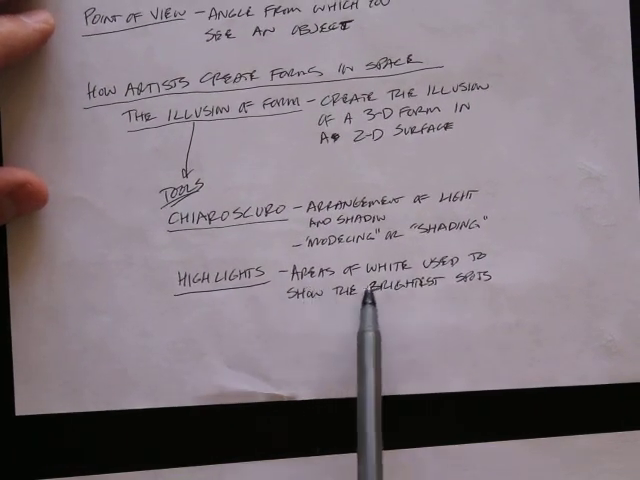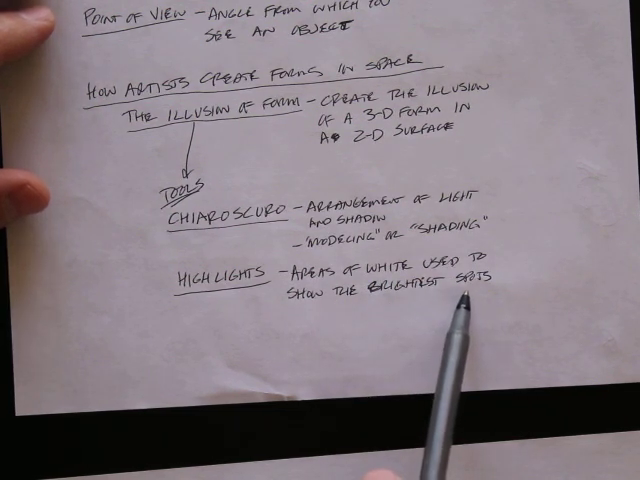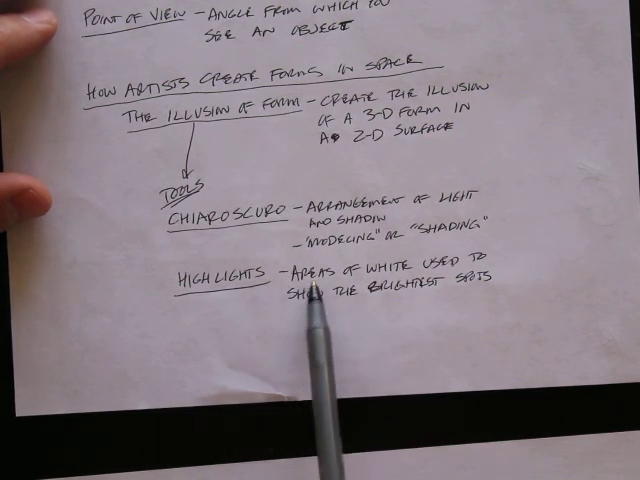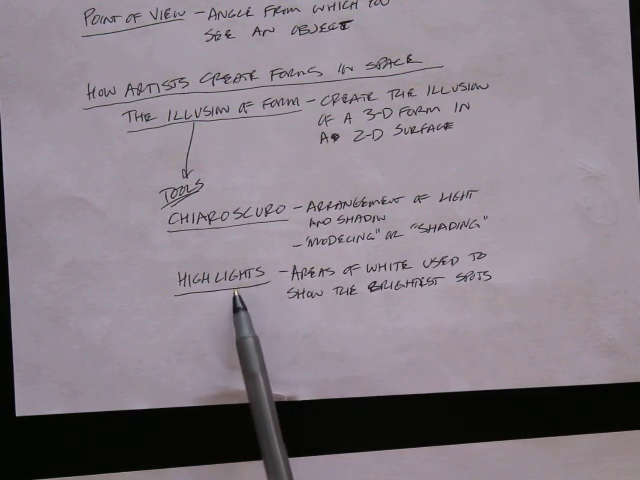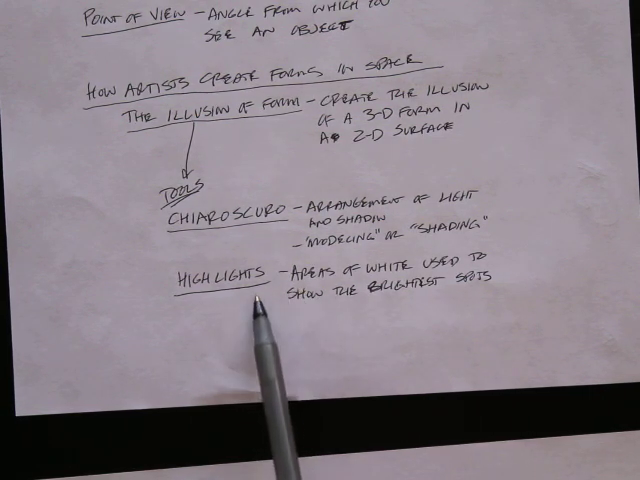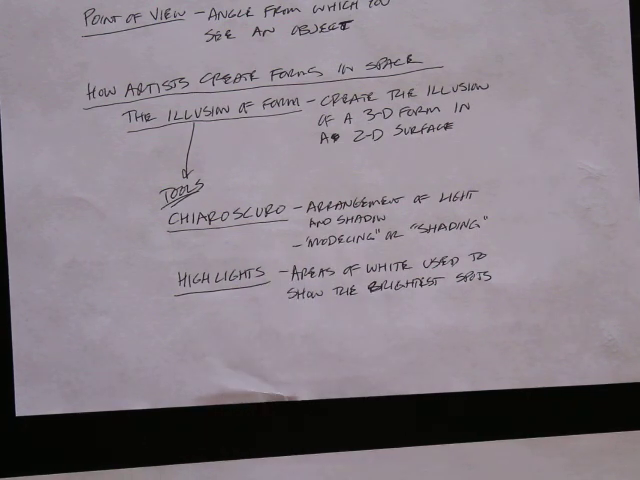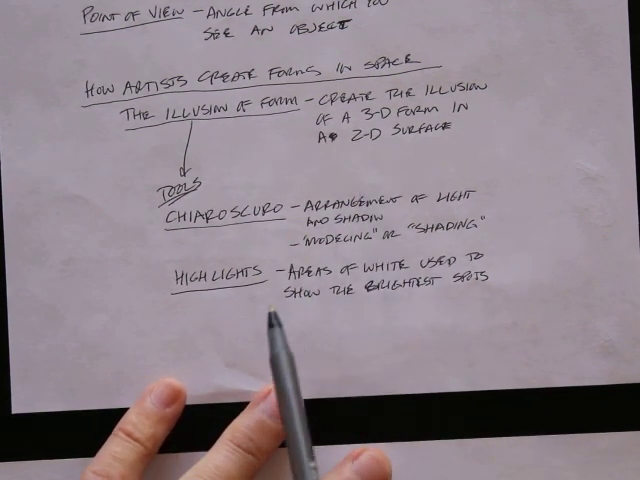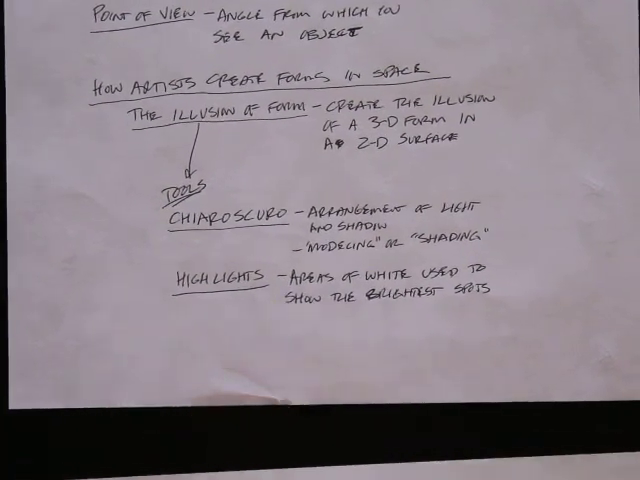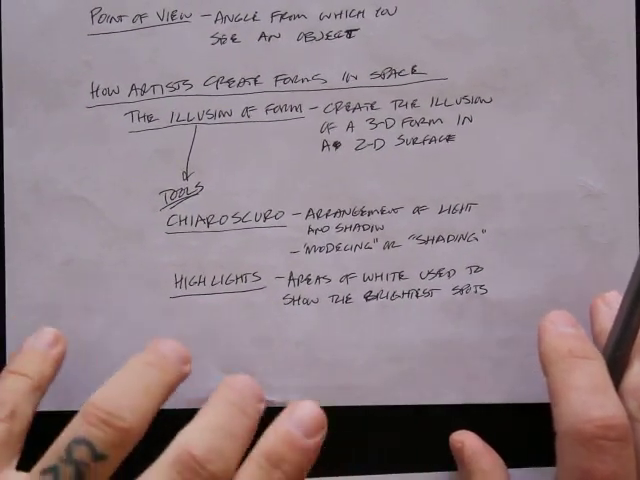Highlights. Highlights are areas of white used to show the brightest spots. A lot of times in an eye, I'll tell you, even if there isn't one, put a highlight in the eye in your drawing, because it brings life to your eye. It also brings more of a 3-dimensional look to your eye, as well as the rest of the drawing or painting that we're working on. Highlights help create the illusion of 3 dimensions on a 2-dimensional surface. And that is the end of 6-3.